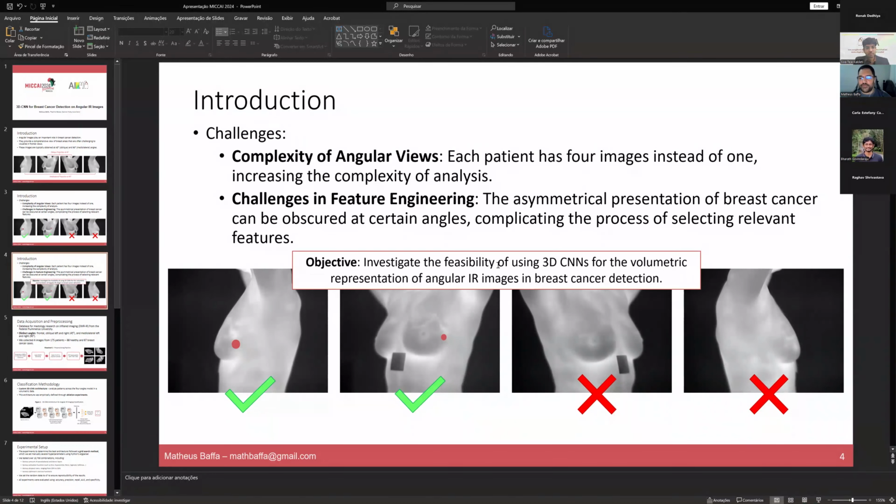So our goal with our project was to investigate the feasibility of using 3D CNNs for this volumetric representation of angular infrared images in breast cancer detection.